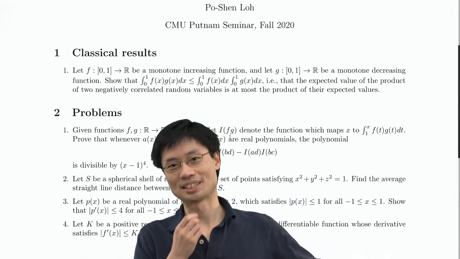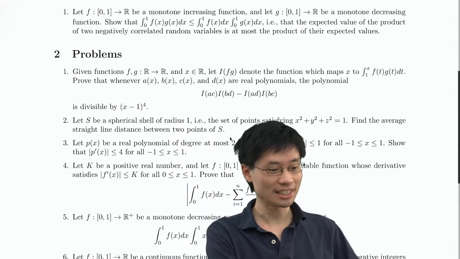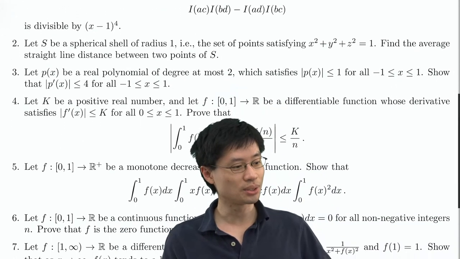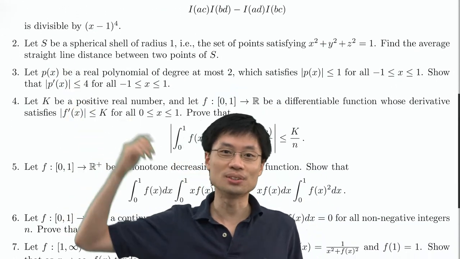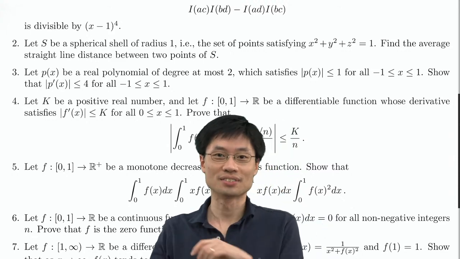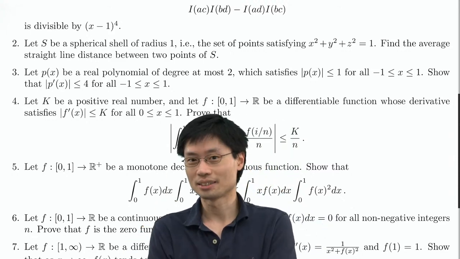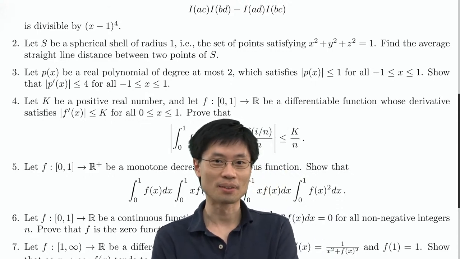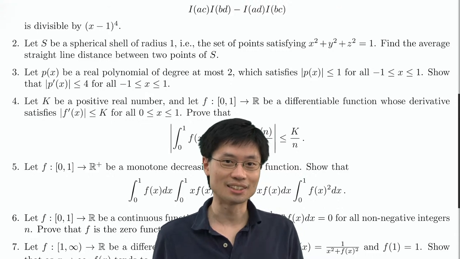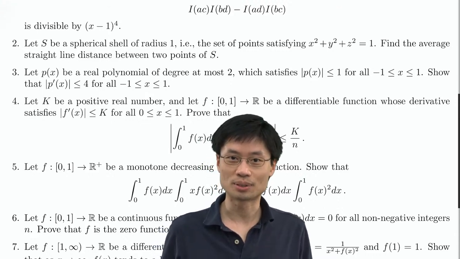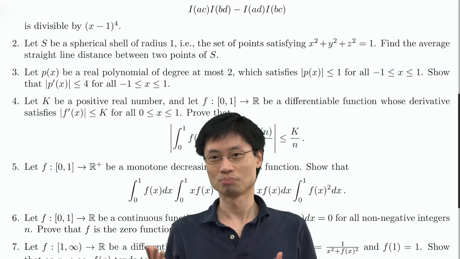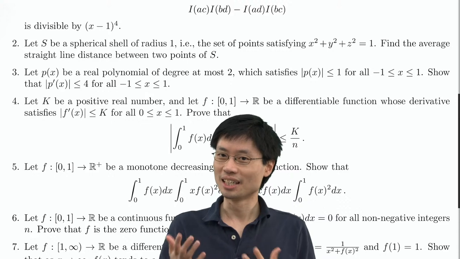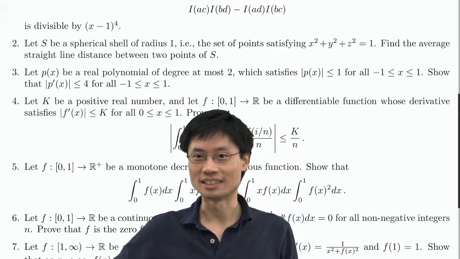I want to start with a question which is maybe something that sounds kind of realistic in the sense that someone might care to find the answer to this. And this is question number 2. Question number 2 just says, we have a spherical shell, radius is 1. And that's, by the way, the set of points for which x squared plus y squared plus z squared is equal to 1. And the question is simple to state. What's the average straight line distance between 2 points of the set? So it's just like I've got a sphere, and I pick 2 random points on the surface of the sphere. What's the average straight line distance?